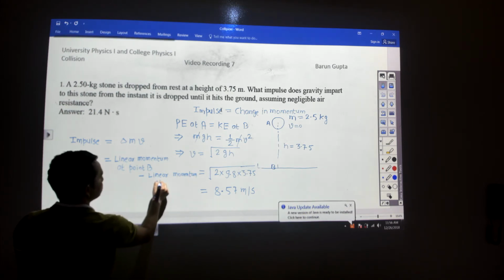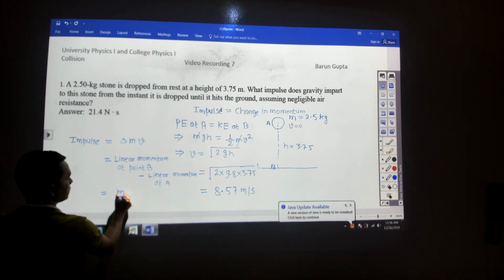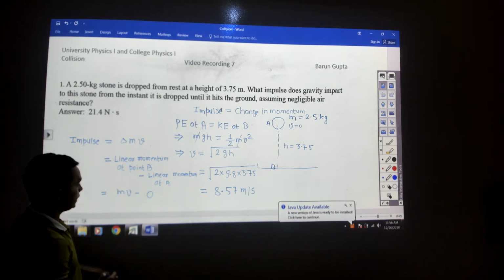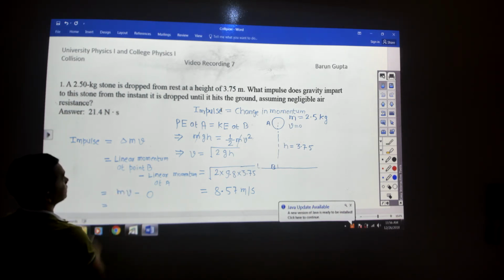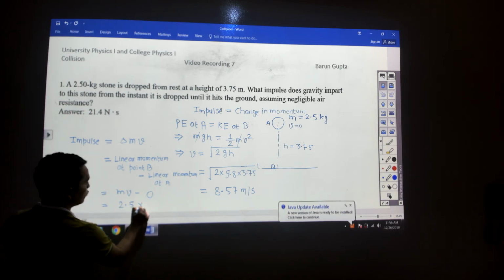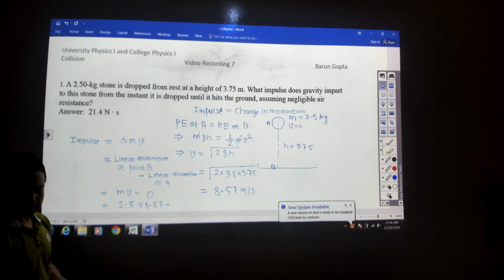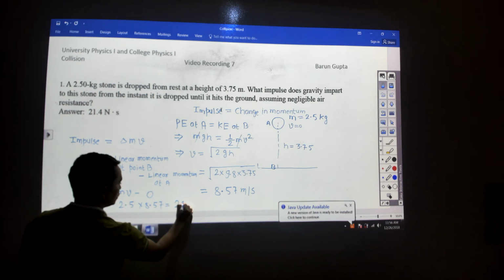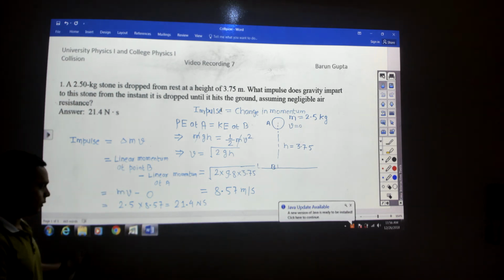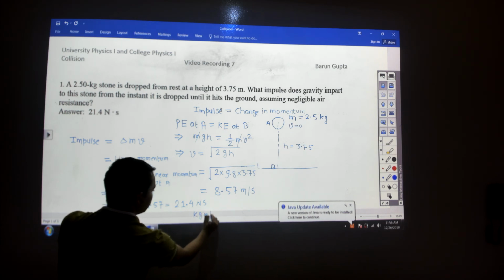What is the momentum at point B? It is equal to the mass times velocity. At point A, the momentum is 0 because the velocity at point A is equal to 0. What is the mass? The mass is 2.5 and the velocity is 8.57. Once you plug in all the numbers, the answer you will get is 21.4 Newton second.